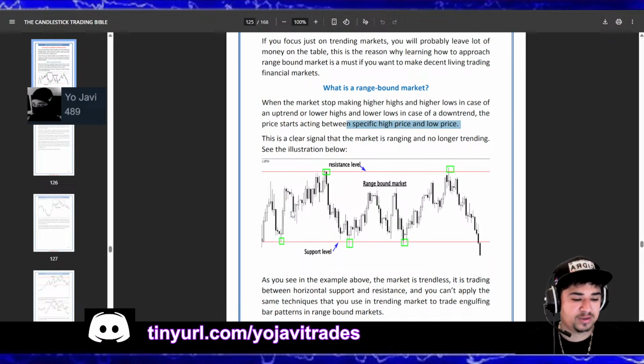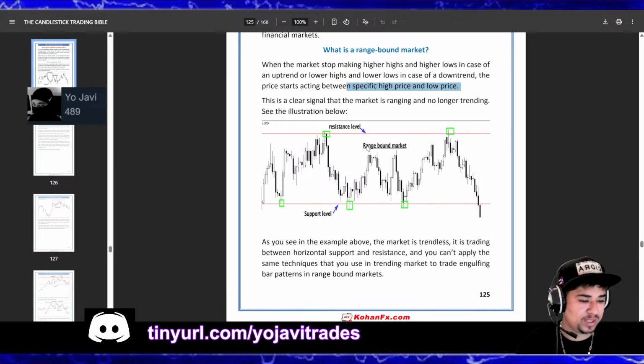So here it is. You see it goes to a specific ceiling, then it goes back down, then it hits the support, it goes up. Now it doesn't always have to go all the way up. It could just range there, and then it will go to that high, it won't break it, and go back down. So that's a range-bound market. It's ranging, it's moving sideways.